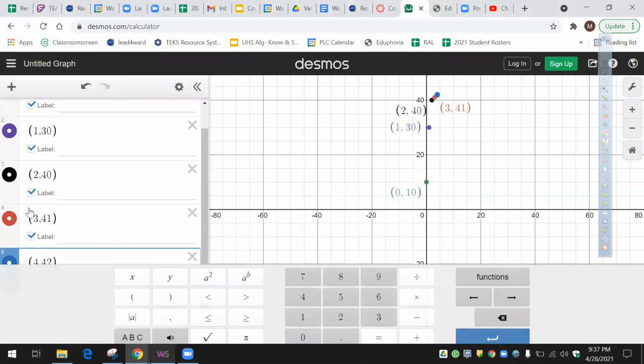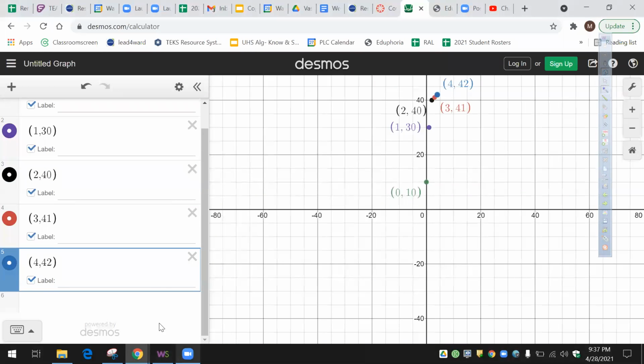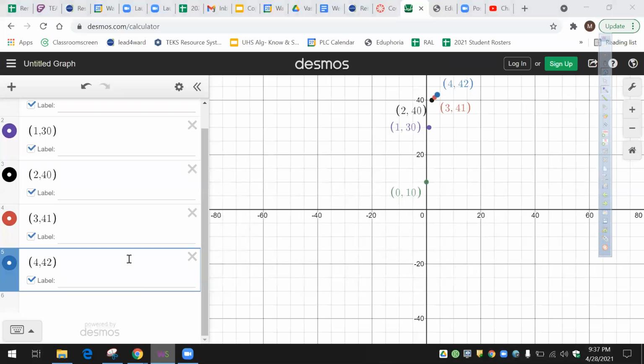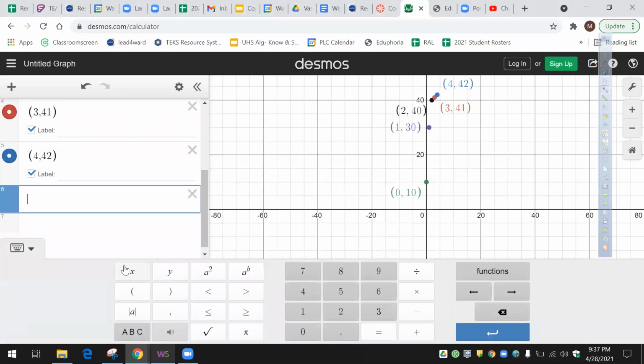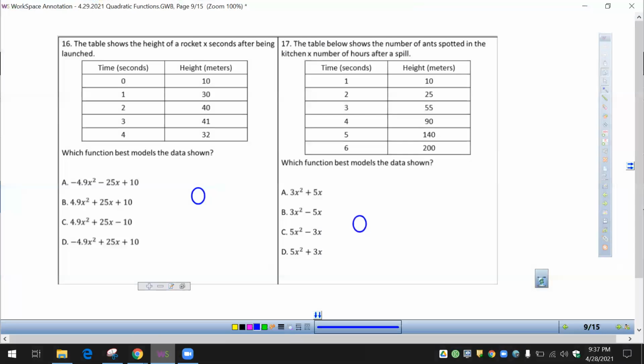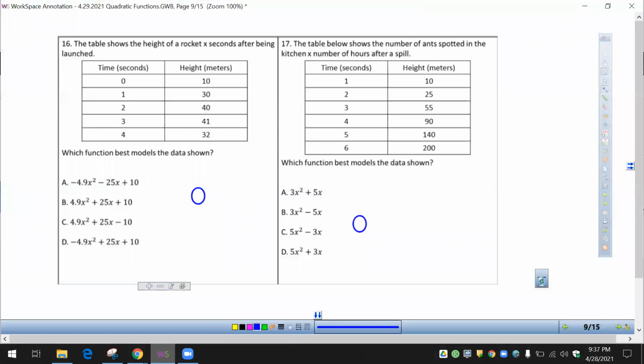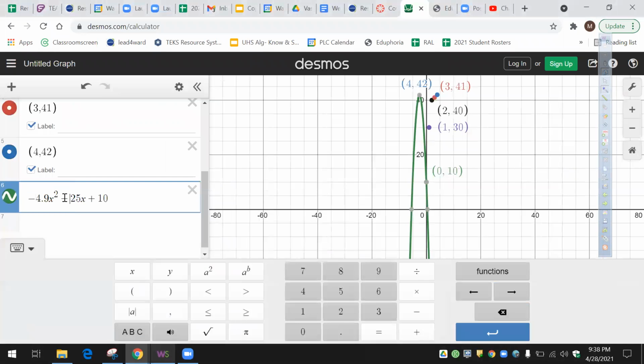It looks like that, right? Label it. So you'll type one of these in. So let's type in the first one, negative 4.9. Minus 25x plus 10. And it's not that one, right? So let's pick D. Let's pick plus 25.